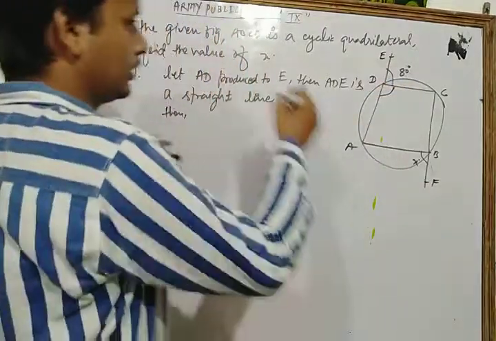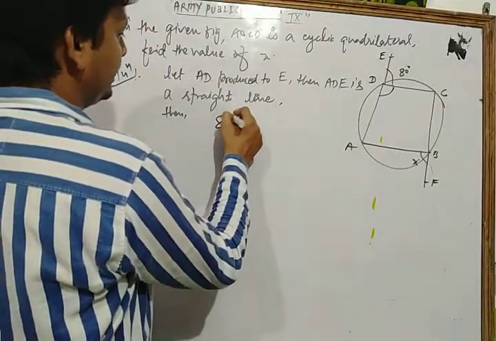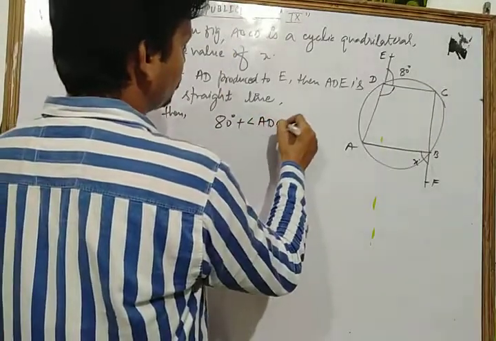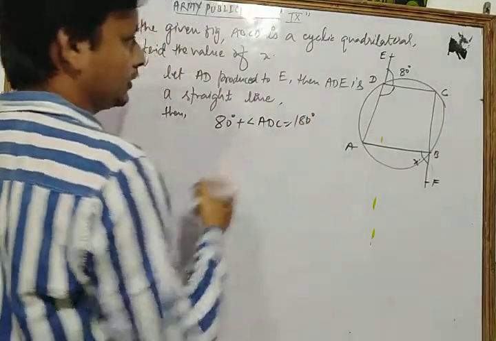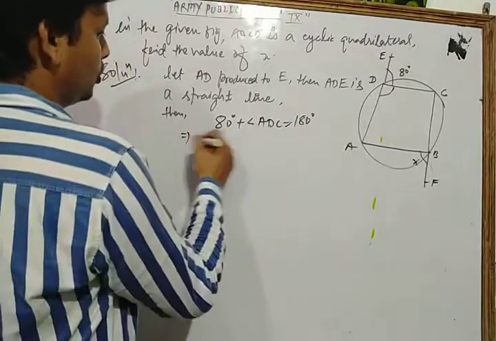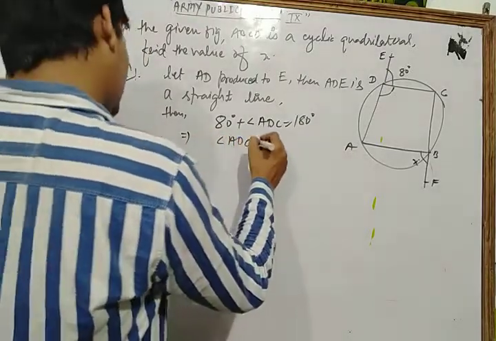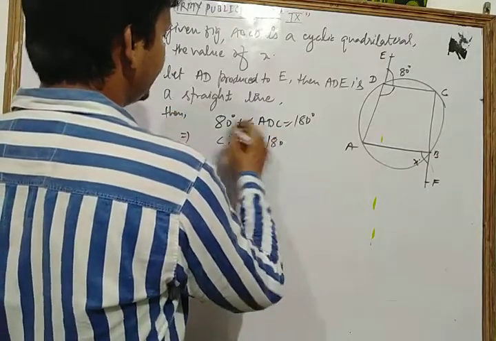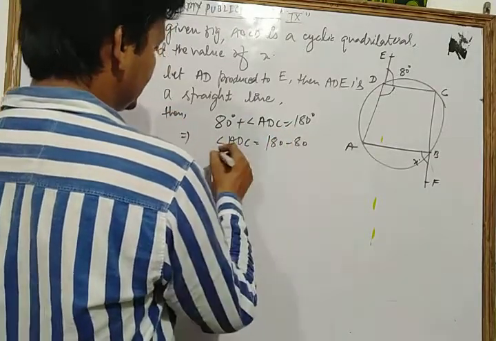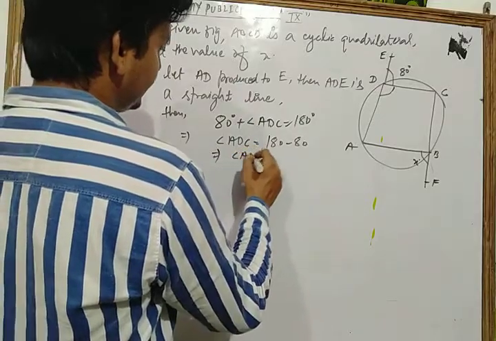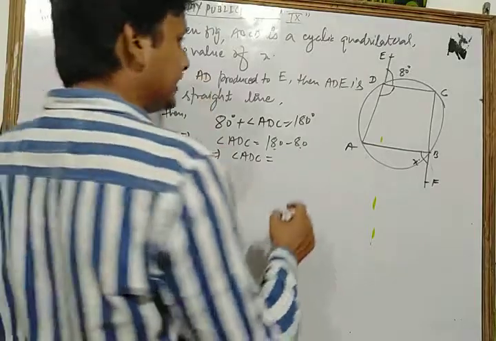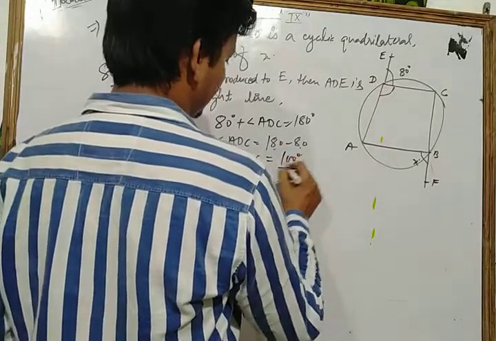Then the sum of this and this angle is 180. So dear students, 80 degree plus angle ADC is equal to 180, because these are a linear pair. So the angle ADC is equal to 180 minus 80, that is 100 degree.